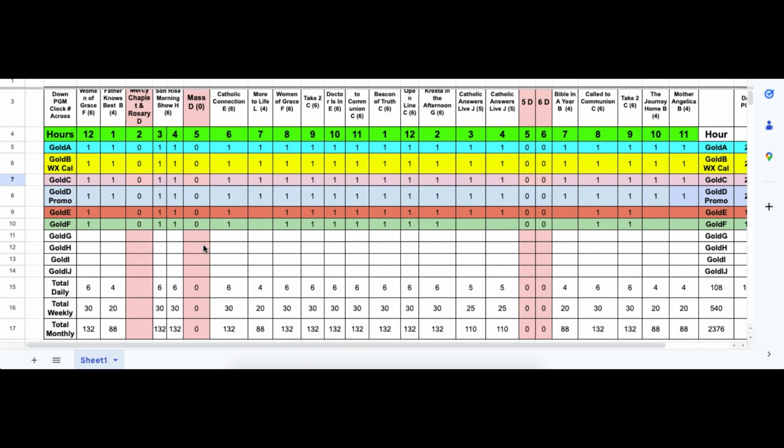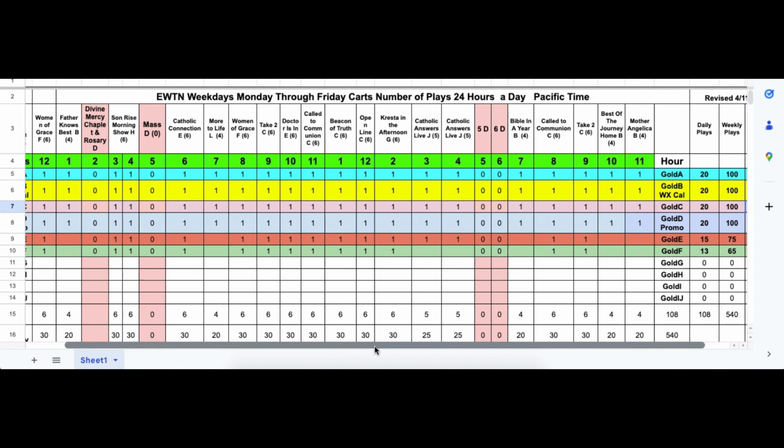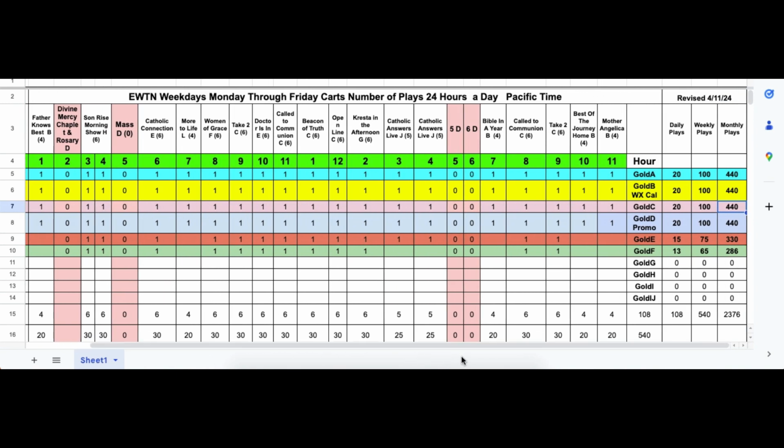But if you look across the top, you'll see the hours of the day, the names of the programs, when they're going to play, and you'll notice that the gold cart, the A, plays every hour except during whenever the D clocks are supposed to play, because we don't know when those are going to end. And then that information is all over there on the right-hand side. I will email all of this to you so you can get a much better view and take a look at it. But that's the master grid.